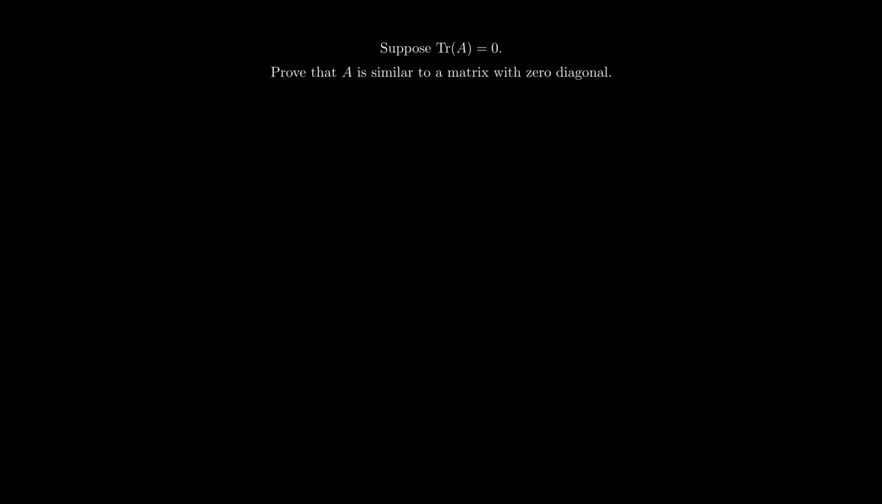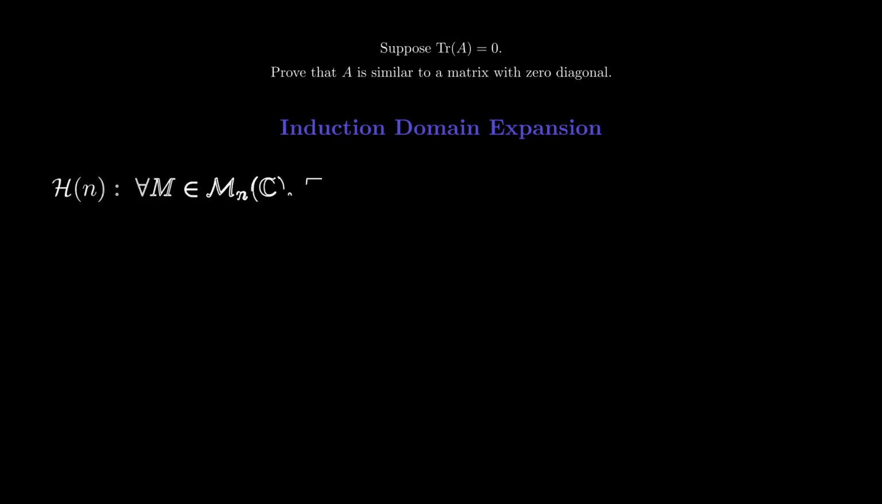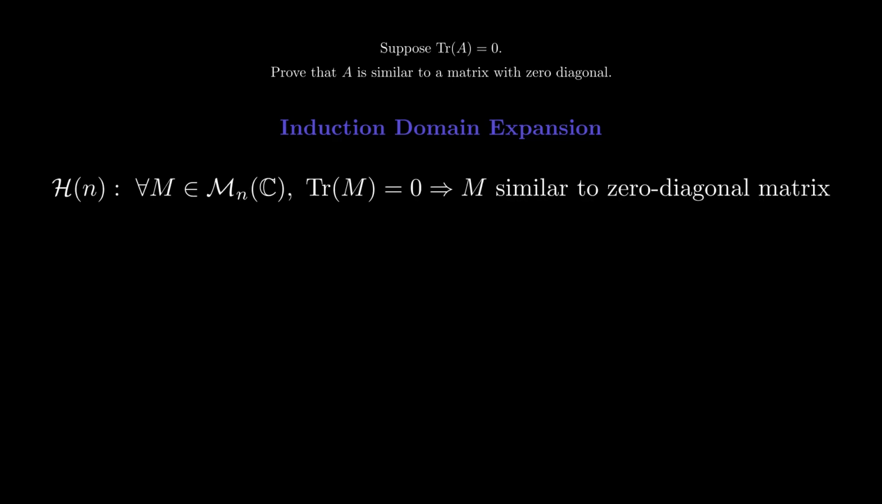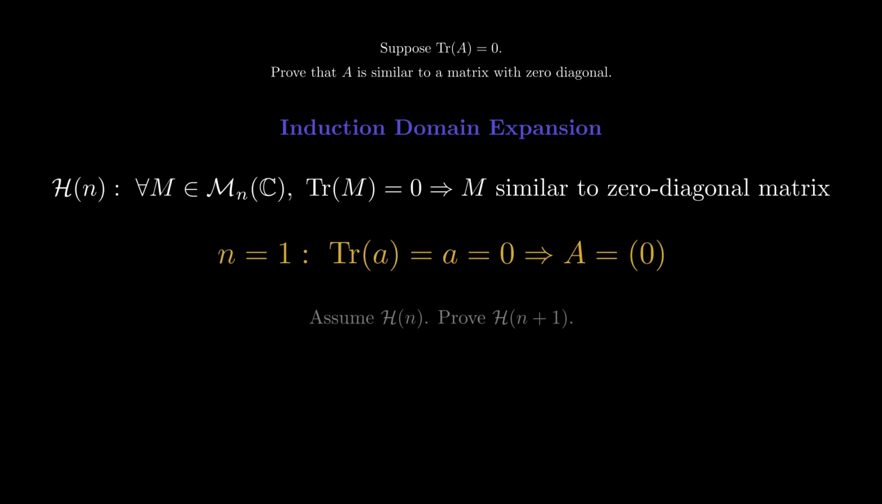Suppose the trace of A is 0. Prove that A is similar to a matrix with an entirely empty diagonal. The candidate exhales. A domain within a domain. To survive this one, he cannot fight the whole matrix at once. He must shrink the battlefield one dimension at a time.